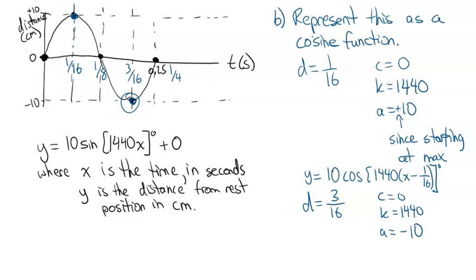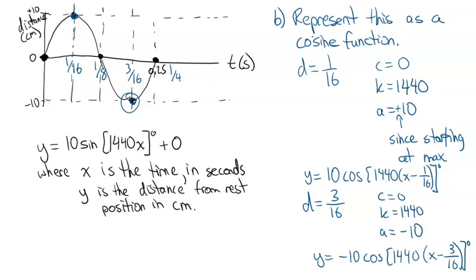And then if you did it with the shift of 3/16 down to the minimum, you'd have negative 10 cosine 1440, and then that would be x minus 3/16 degrees. And so both of those are the same graph. They both give you the equation that represents the exact same graph. In fact, all three of them do. The one we did for sine and now those two for cosine as well.